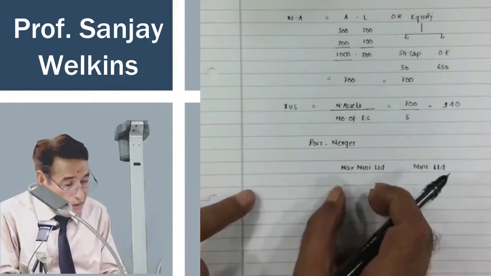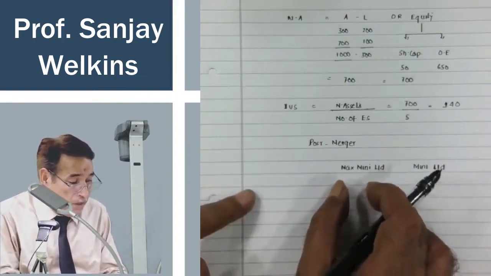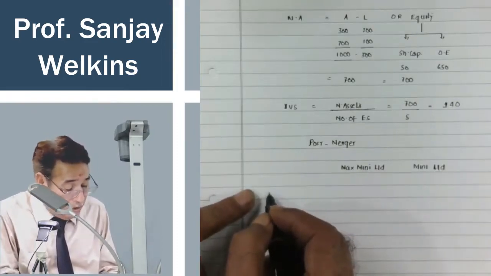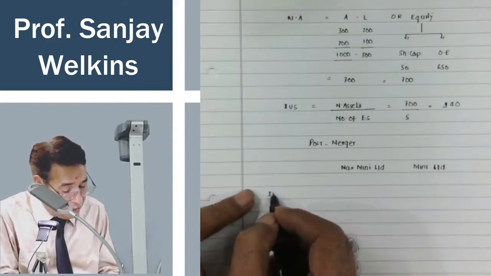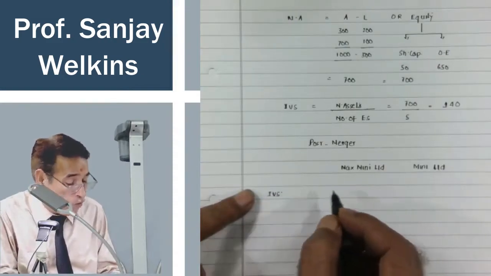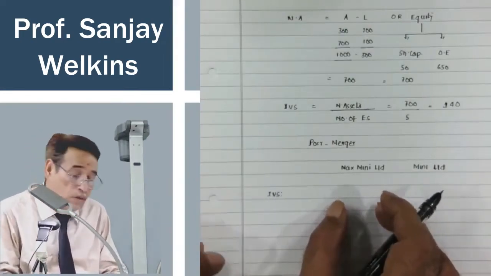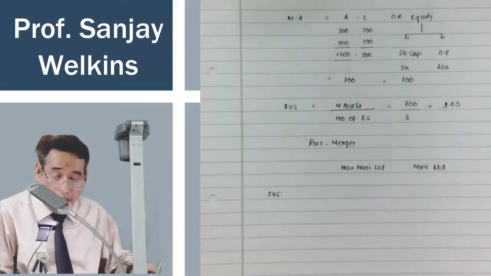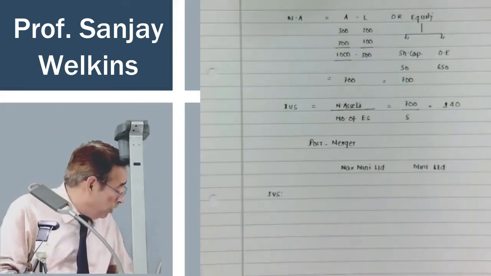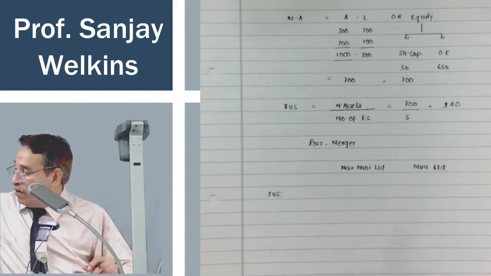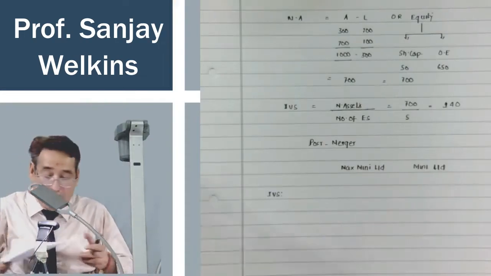Now post-merger, I am interested in finding out net assets of Max Mini post-merger. So I will straight away compute the intrinsic value of share, which means net assets divided by number of shares. So post-merger, we had prepared the balance sheet. Now where that balance sheet is lying, that is the only question. Just give me a few minutes.